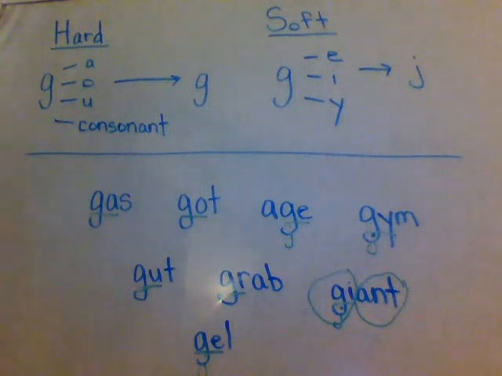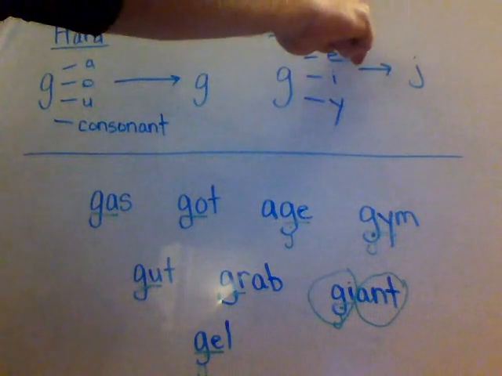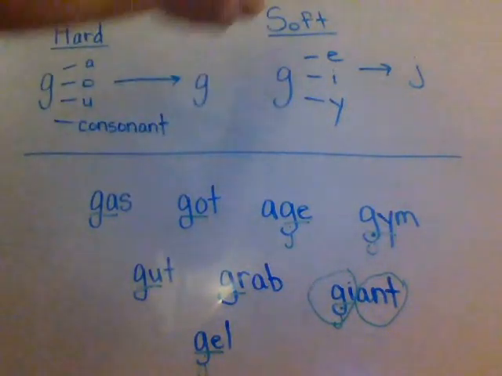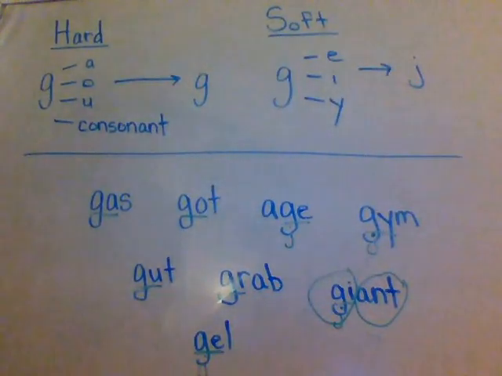Alrighty. So you can see hard and soft G. Okay, they're just like hard and soft city. When G comes before the vowels A, O, U, and all of the other consonants, it's hard and says G. When G comes before the vowels E, I, or Y, it is soft and says J, like a J. Okay? So hard and soft G and hard and soft C follow those same rules, okay, for their two sounds.